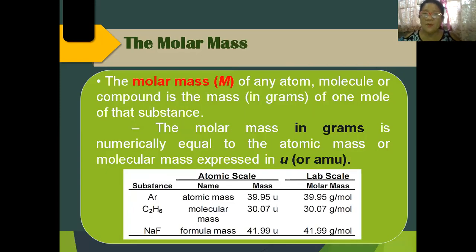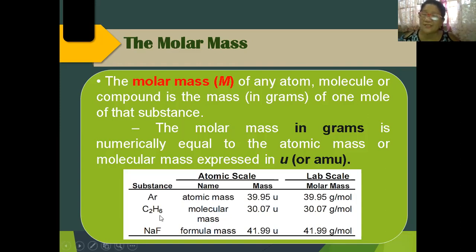Okay, so how about the molar mass? The molar mass of any atom or molecule compound is the mass of 1 mole of that substance. So how are you going to get the molar mass? Look into the molar mass in the periodic table of that element. For instance, argon, Ar. Its atomic mass, looking into the periodic table, is 39.95 atomic mass unit. But in most cases, we use the molar mass, that is 39.95 grams per mole. That is the unit of molar mass.